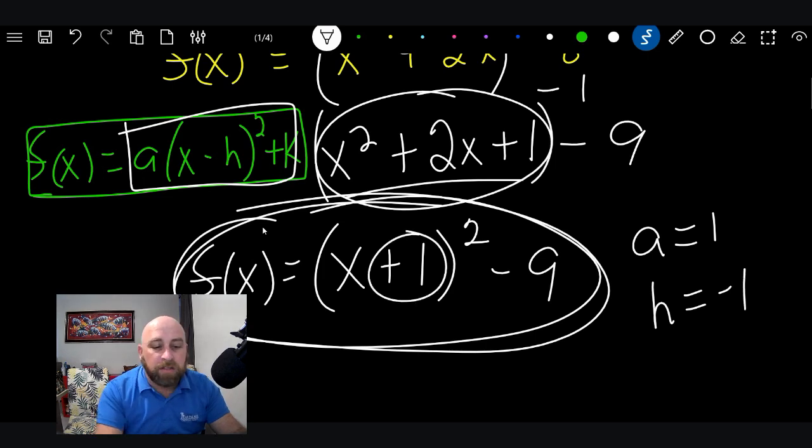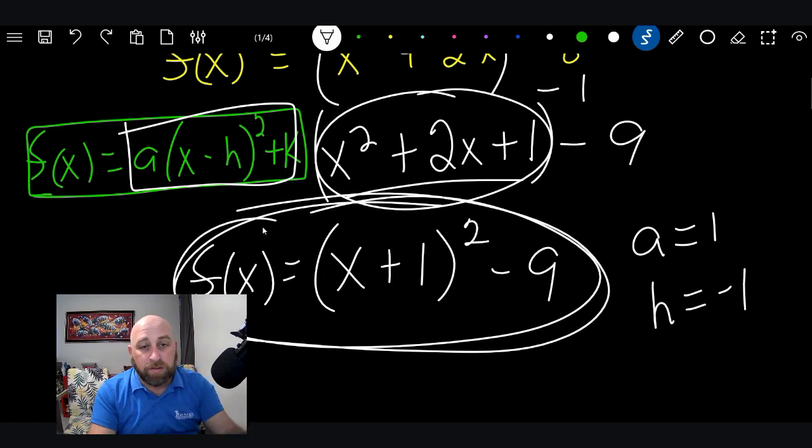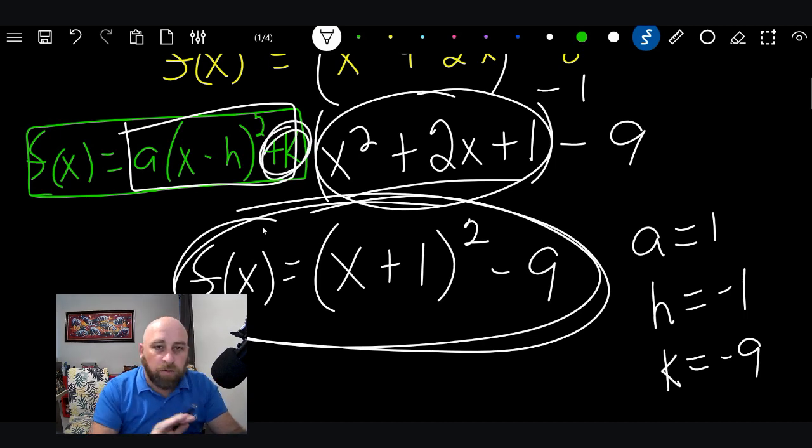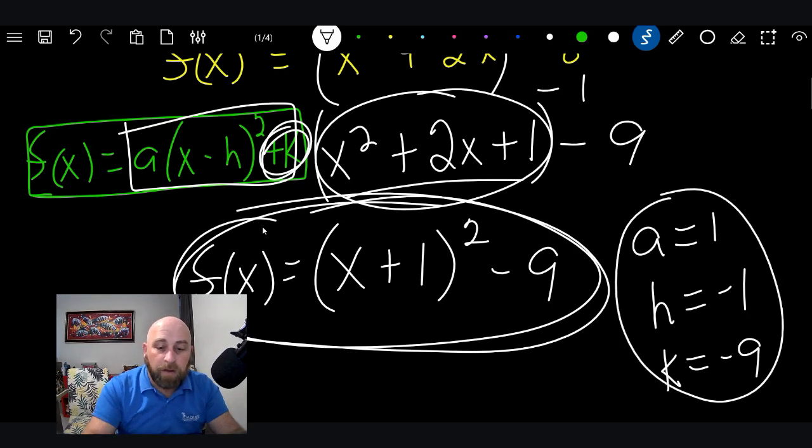But you say, but look, it's a positive one. But don't forget, our standard form has a negative in it. So we have to make that a -1. And then our k is -9. And you say, wait, we have to change that sign too. No, we don't. Because look, our standard form is just a positive k. So the k stays the same. The h is the one that changes signs when we pull it out. Okay? So there's our a, h, and k.